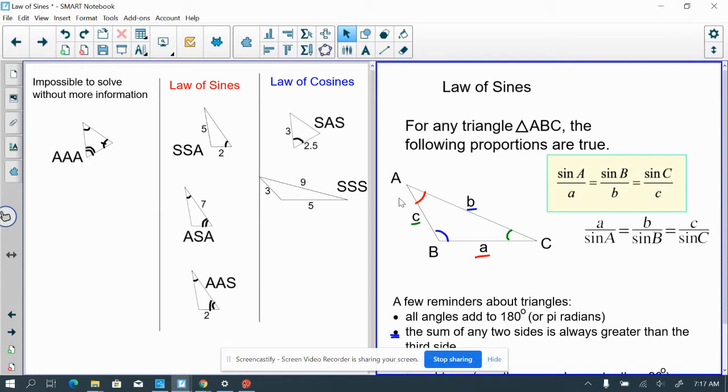So what is the law of sines? Law of sines is this proportion. These ratios, the sine of an angle over its opposite side, is equal to the sine of any of the other two angles over their opposite sides. And ratios can be reciprocated like this. So this thing in the yellow box is true, which means that this is also true. They're both the same thing.